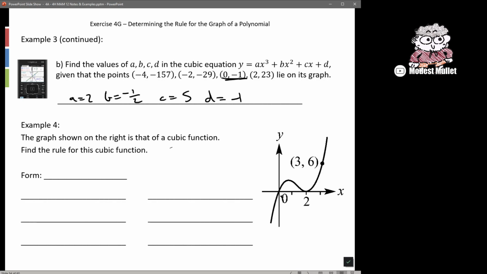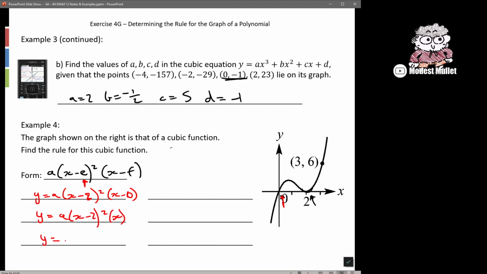Find the rule of the function. Straight away I can see it's an intercept and it's also a turning point, repeated. So this needs to be of the form a(x minus e) all squared, (x minus f). e needs to be the repeated root, so we get y is equal to a(x minus 2), we put the 2 in there, all squared. And then the other intercept is actually at 0, so we get x minus 0. So y is equal to a(x minus 2) all squared times x, or we could write it as y equals ax(x minus 2) all squared. And then substitute in the point (3, 6) to figure out what a is, but I'll let you do that yourself.